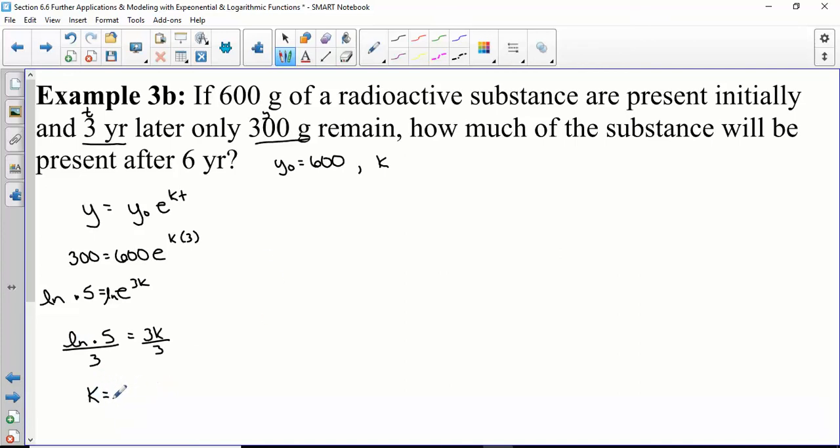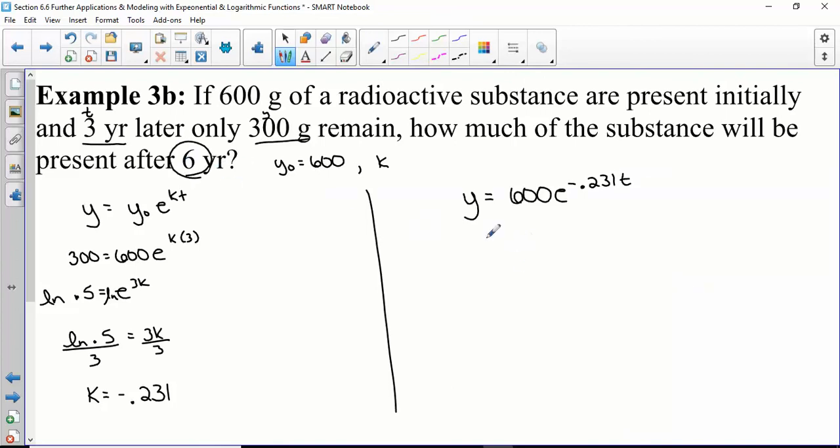And again, your answer will vary depending on how many decimal places you use. I'm going to go to 3. So my k is negative 0.231. So my model, my exponential model is y equals 600 e to the negative 0.231 t.